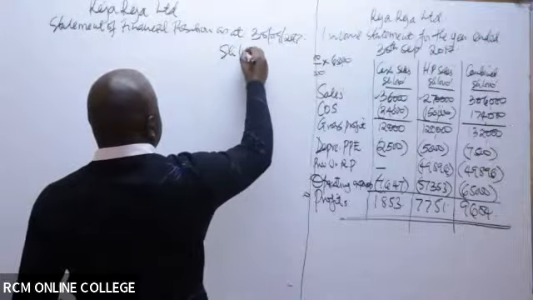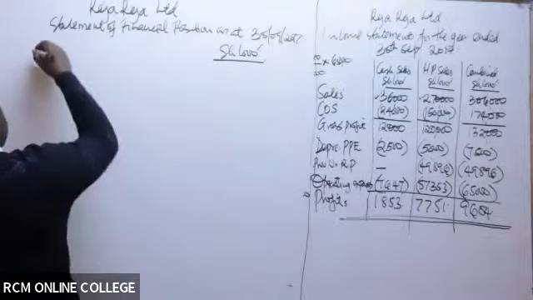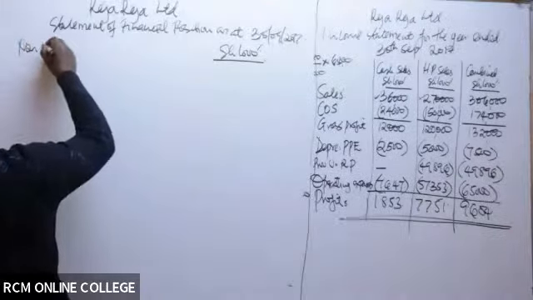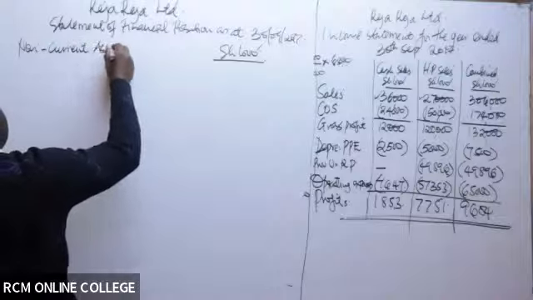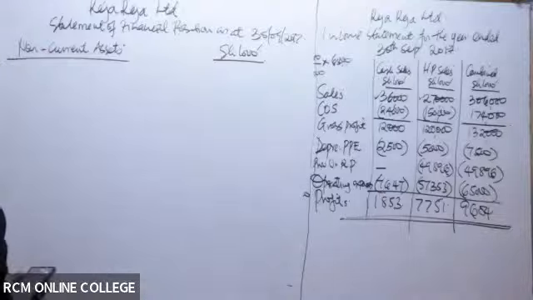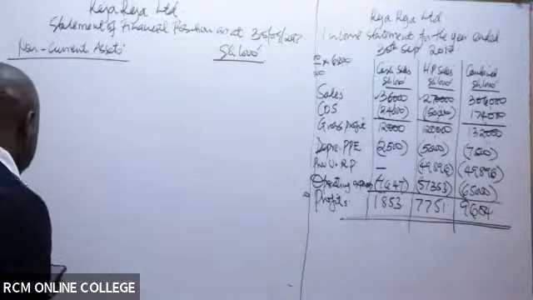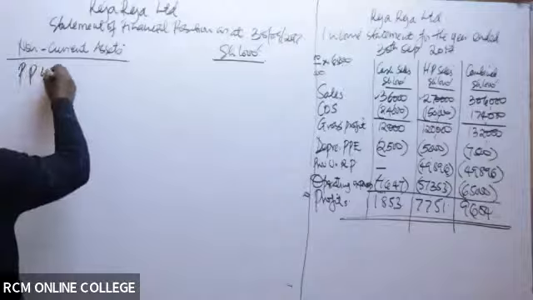Our shillings are actually in thousands. So we start with the non-current assets. The non-current asset you can see there is predominantly what? Property, plant, and equipment.